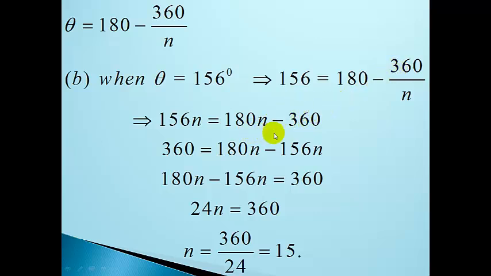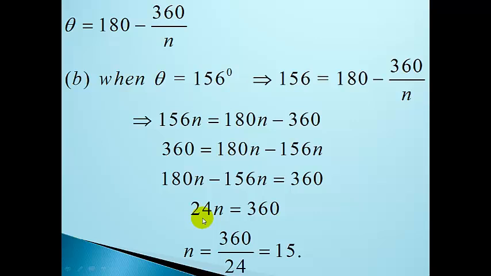Now, let's group the variables on the right hand side and the constants on the left hand side. So minus 360 on the right hand side becomes 360 on the left hand side. We have 180n on the right hand side. 156n on the left hand side becomes minus 156n on the right hand side. So this can also be written as 180n minus 156n on the left hand side is equal to 360 on the right hand side. So 180n minus 156n equals 24n. So 24n is equal to 360.